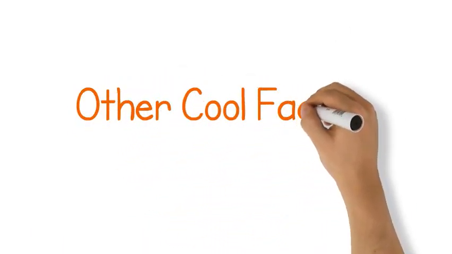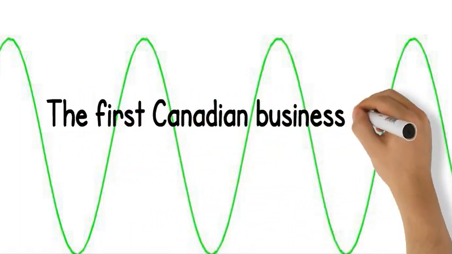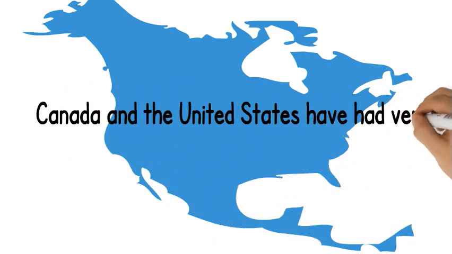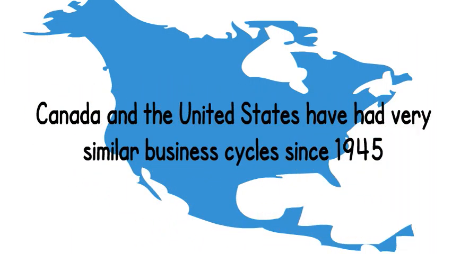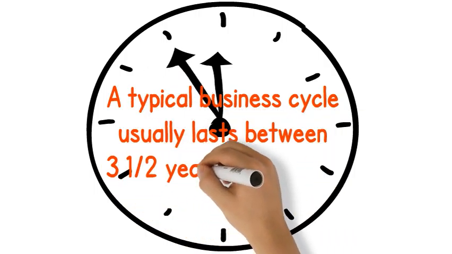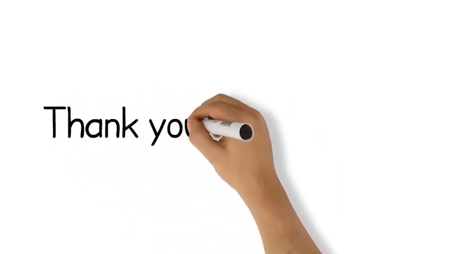Other cool facts, and did you know this? The first evidence of a documented business cycle in Canada was from 1854 to 1857. Also, Canada and the United States have had very similar business cycles since 1945, which is right after World War II. A typical wave pattern of a business cycle with all 4 phases usually lasts between 3.5 to 7 years. We hope you learned more about the business cycles.